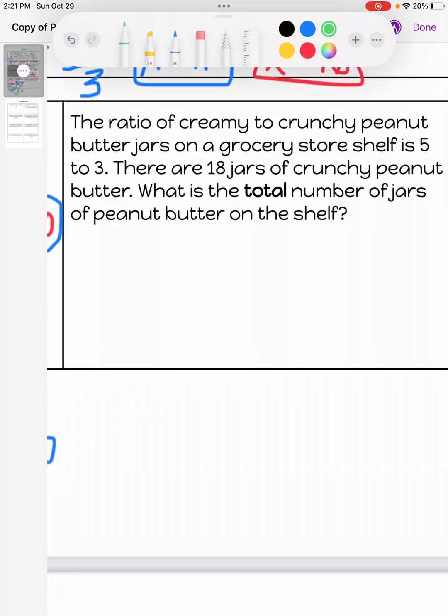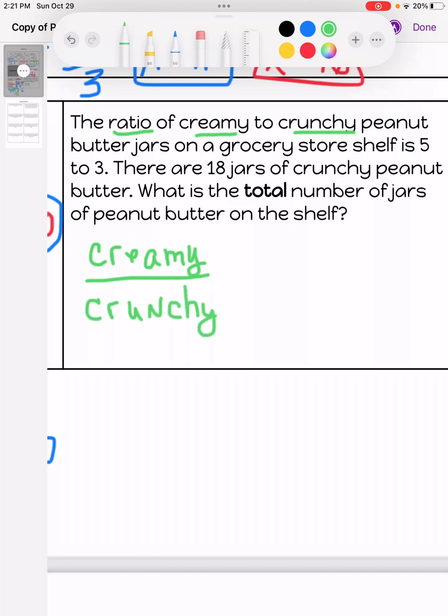We have the ratio of creamy to crunchy peanut butter. So those are the 2 things that we're comparing. Now, since this is a ratio and it's saying creamy to crunchy, I know I would probably get confused if I switched this around and put crunchy on top, but it's not wrong if you do, as long as you are keeping the right numbers together. And so it says the ratio of creamy to crunchy on a grocery store shelf is 5 to 3. And so that means 5 creamy to 3 crunchy.